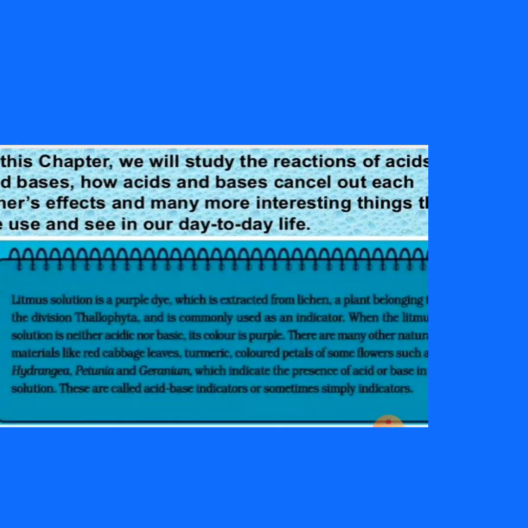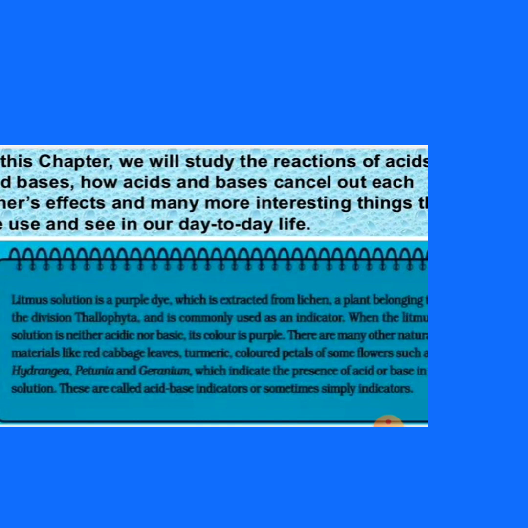Now child, in this chapter we will study the reactions of acids and bases, how acids and bases cancel out each other, and the effects of the acids and bases reaction in our day-to-day life. Before we go to the details of this module, especially the indicators, we should know what is indicator. Indicator is a chemical substance which identifies the acids or bases or a neutral compound by a change in color.